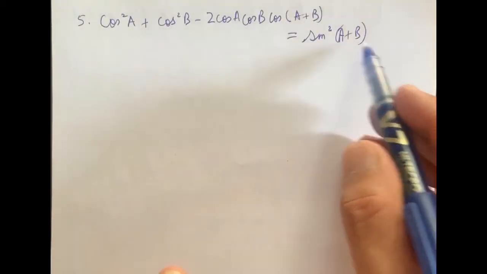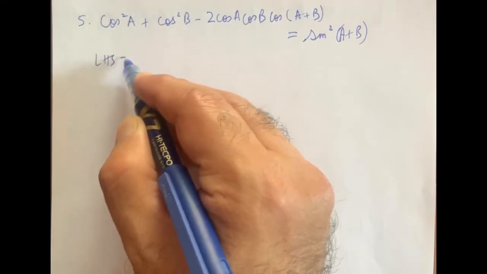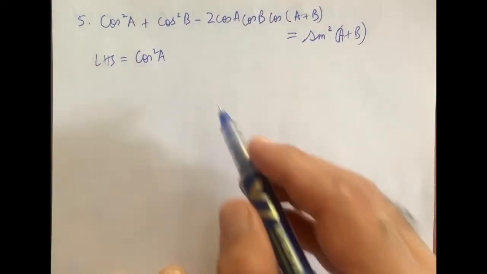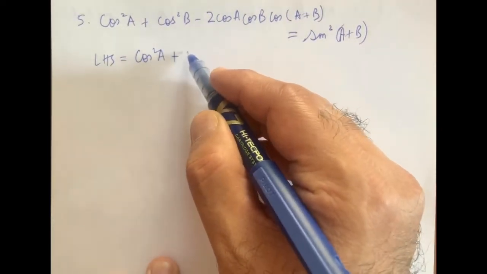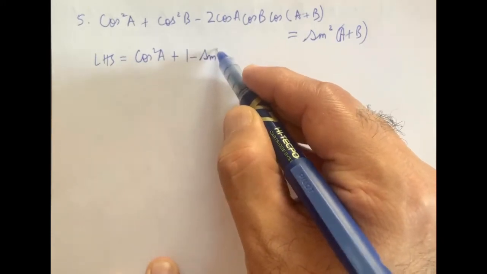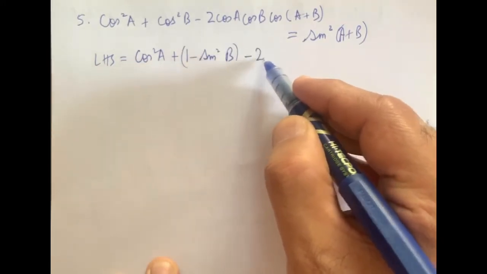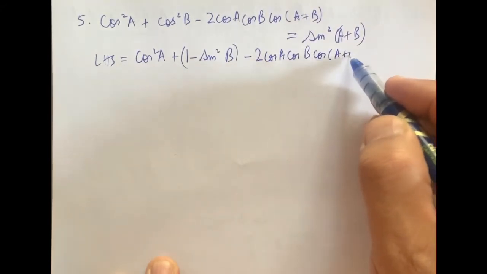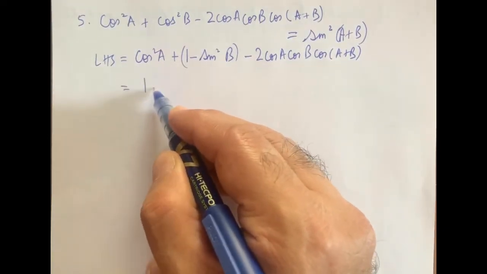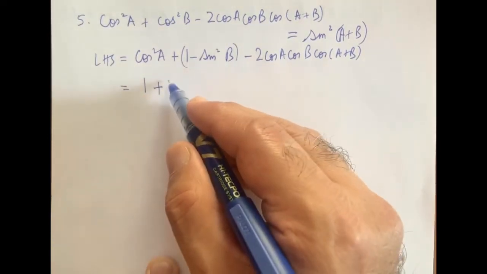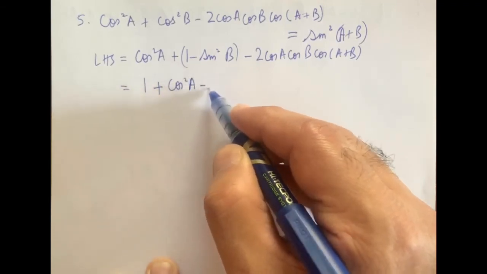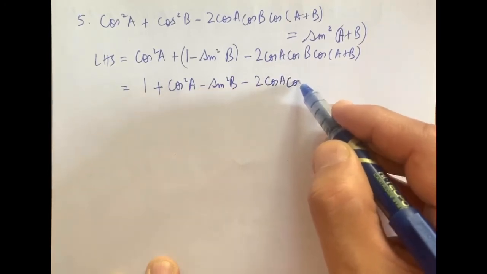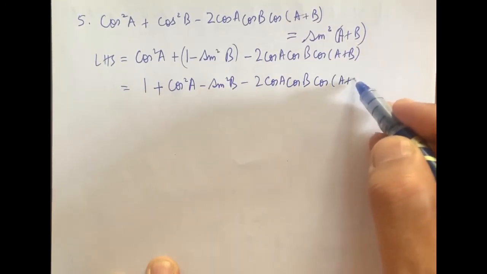This is what to prove. The left hand side is equal to sin square of A plus B. So starting from the left hand side, this is cos square of A plus cos square of B. Let's write cos square of B as 1 minus sin square of B, and minus 2 cos A cos B into cos of A plus B. This is 1 plus cos square A minus sin square B, and minus 2 cos A cos B into cos of A plus B.